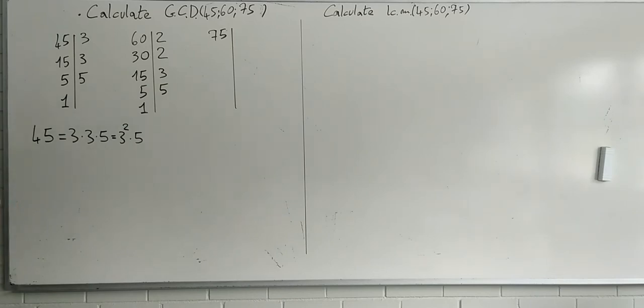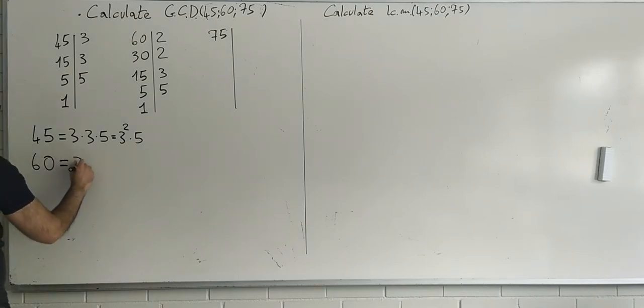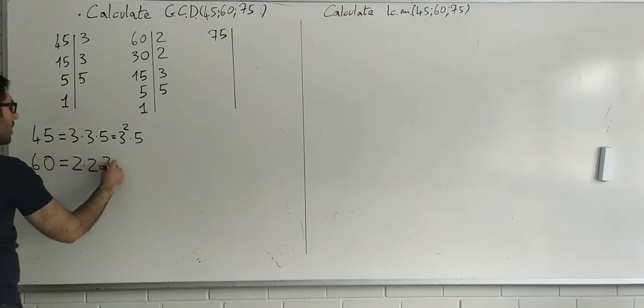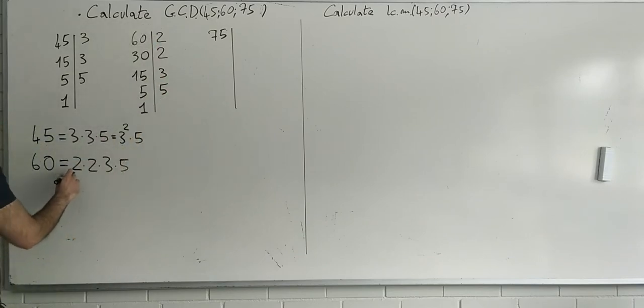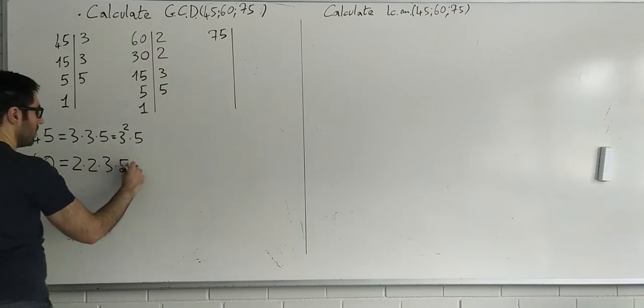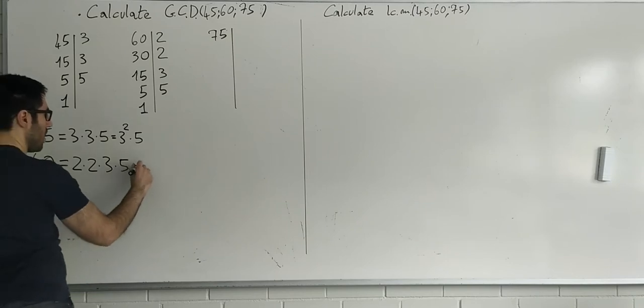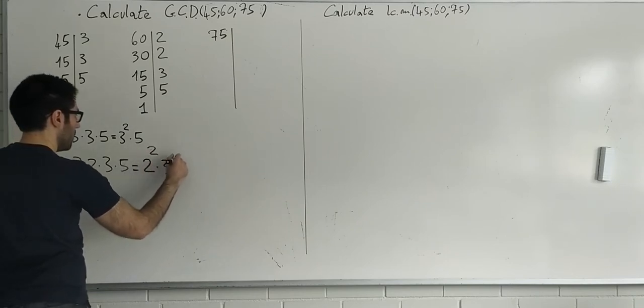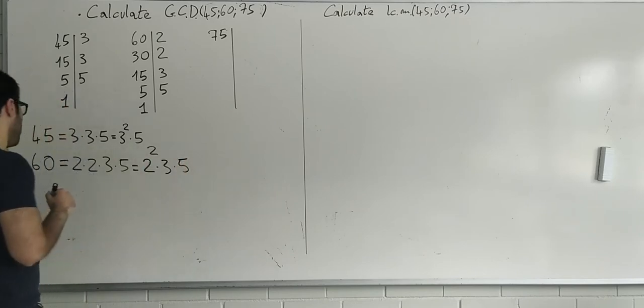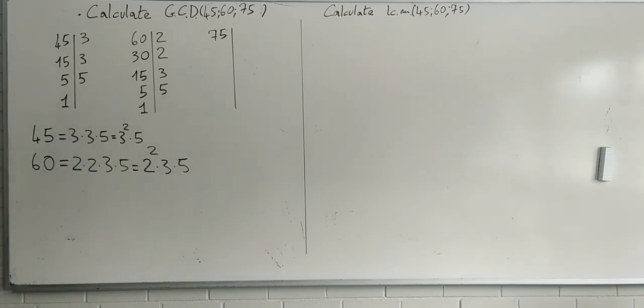Okay, so let's write 60 as a product of prime numbers. We have 2 times 2 times 3 times 5. All the numbers here on the right hand side. 2 times 2, we can write it in a shorter way with the power rules. 2 to the power of 2 times 3 times 5. Great. There's only one number left to factorize, and let's do that.